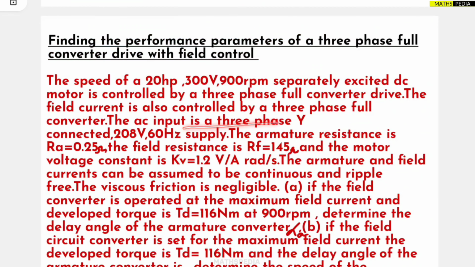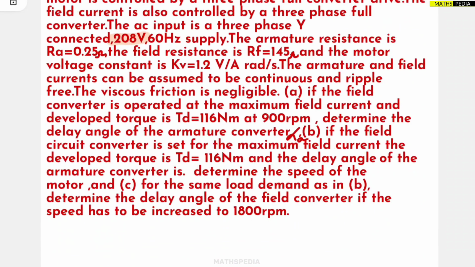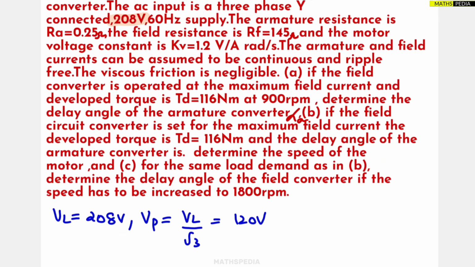AC input, so I'll just mark it over here, 208 volts. Whatever is given as AC input, that will be the line voltage. So whatever they give, you have to consider it as line voltage, 208 volts. But we have to take the phase voltage. So in star connection, remember that in delta the phase and line are the same, but in star the phase voltage will be VL by root 3. So 208 by root 3, you will be getting the answer as 120 volts.